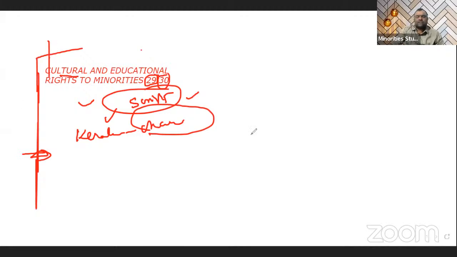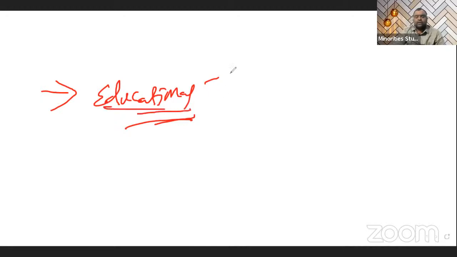So one can protect your culture, because minorities have a right to establish educational institutions. Okay, Kannada Vidyalaya, Marathi Vidyalaya. You can establish any educational institutions, even Urdu establishments. So this is Article 29 and 30.